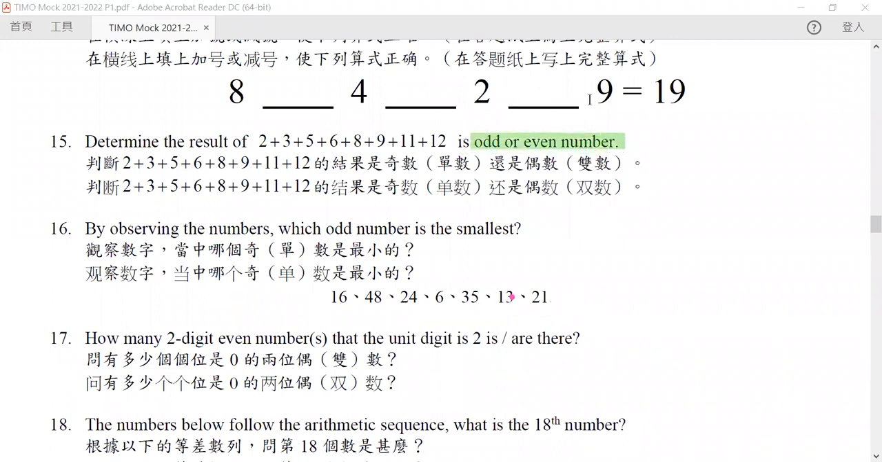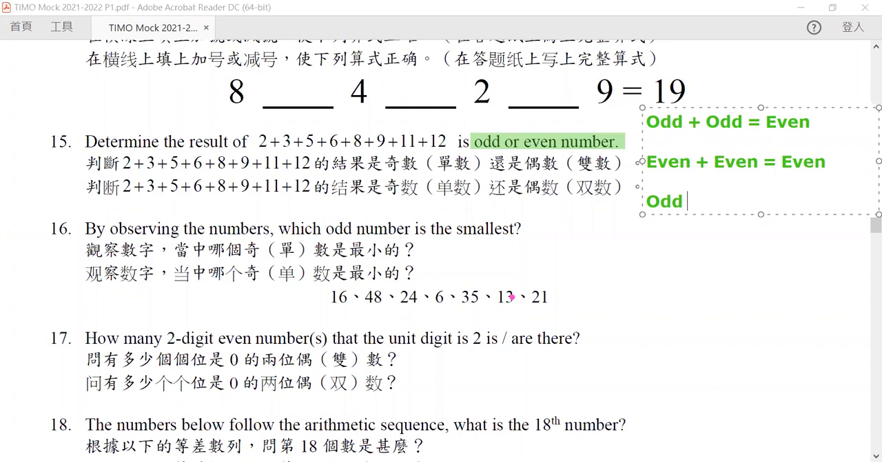An odd number plus another odd number equals even. An even number plus an even number also equals even. But an odd number plus an even number equals odd. So by this, we can simply count them one by one.